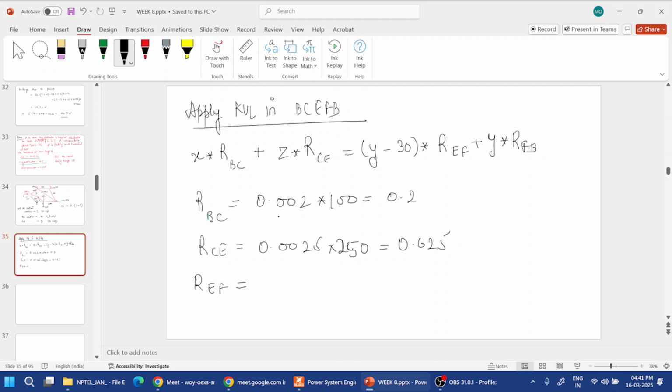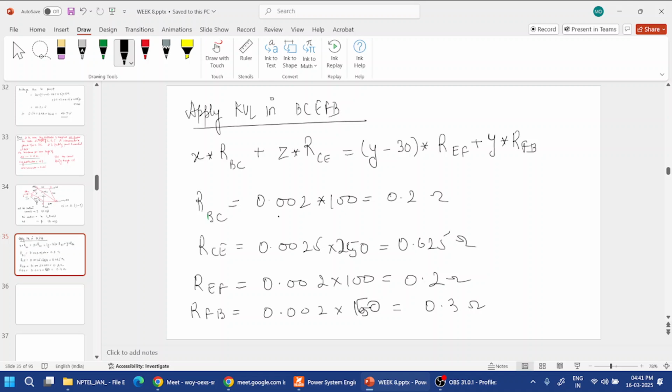Okay, REF, which is also a ring distributor. So it will multiply by 100, so it will come out to be 0.2. Then RFB, it is also a ring distributor. It is 150, so it will come out to be 0.002 into 150, which is 0.3.